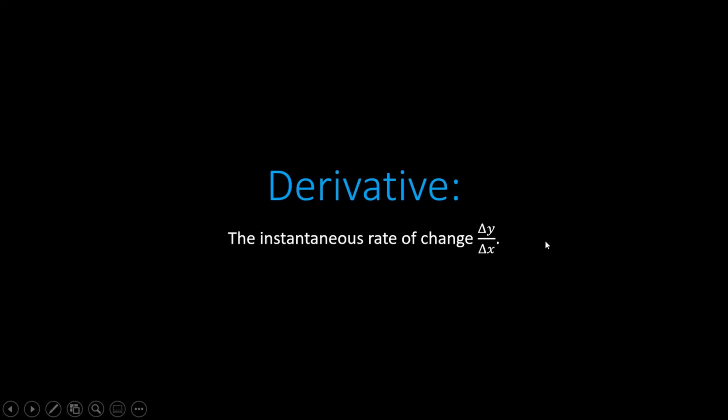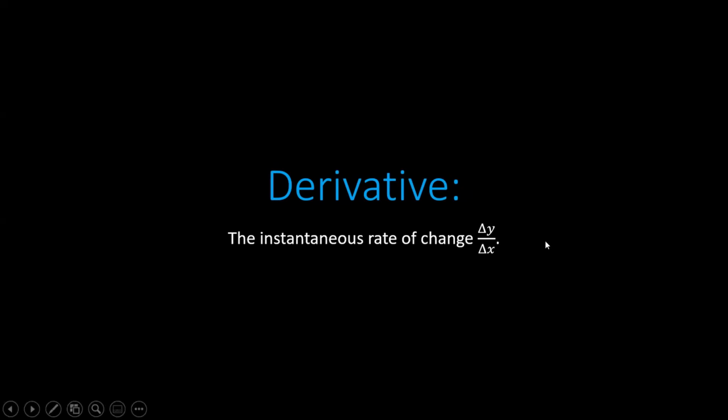So let's kind of dissect this definition. Instantaneous. Well, that means in an instant, at a single point. And well, what single point have we been talking about this entire presentation? Oh, point AB. So let's keep that in mind. A derivative has something to do with a moment at point AB.